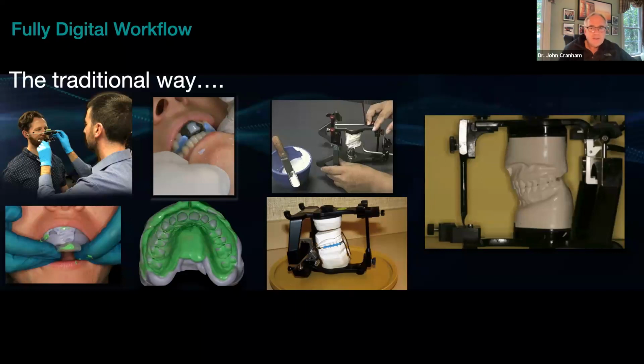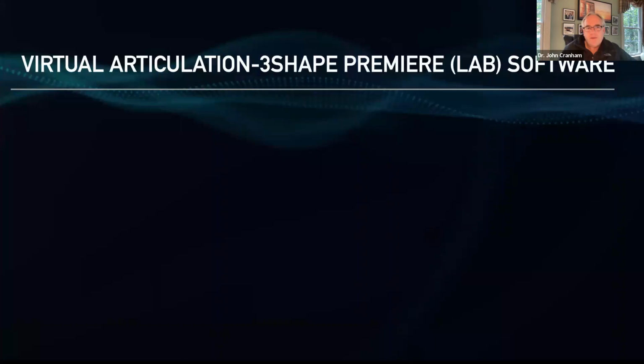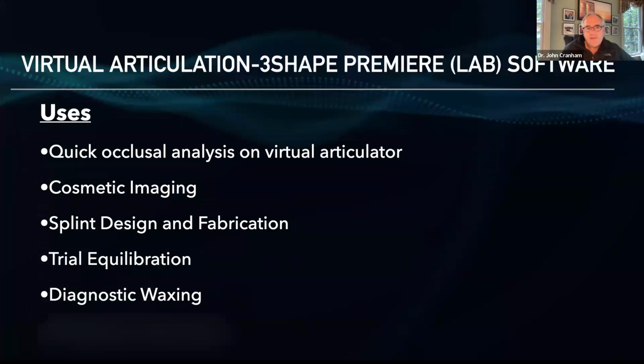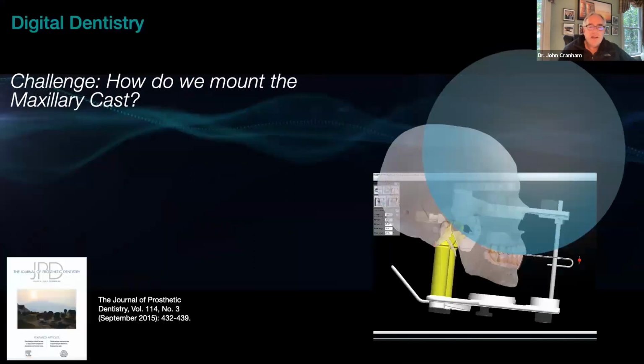So we start comparing to what we can do with the virtual articulation software and start looking at the different things that we can do with it. I think you're going to find that it is a lot more efficient. So let's just cover what this 3Shape Premier software does and how we get these scans and bring them in and do something like a trial equilibration or something to visualize for Invisalign or maybe even a wax up.